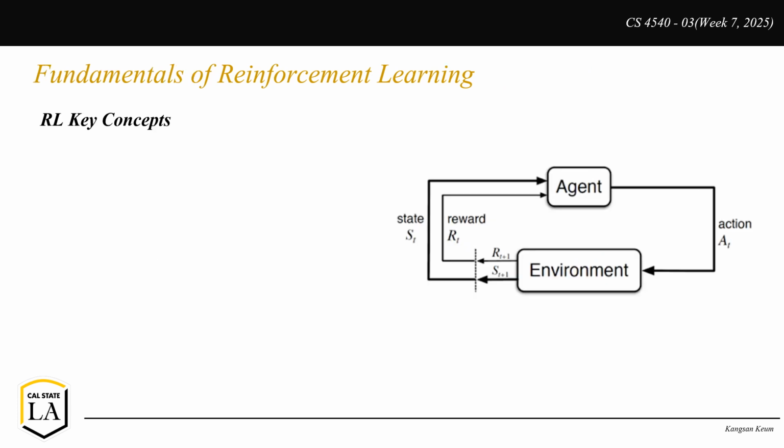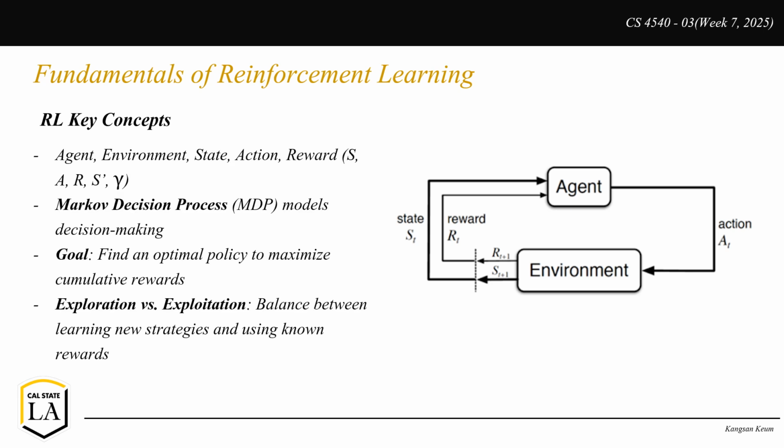Before diving deeper, let's first break down the fundamental components of reinforcement learning. An RL system consists of the following key elements. First, agents: the AI system that learns by interacting with the environment. Second, environments: the world in which the agent operates. Third, states, called S, a representation of the environment at a given time. Fourth, actions: the choices that the agent can make. Finally, reward is a numerical signal that tells the agent how good or bad an action was.